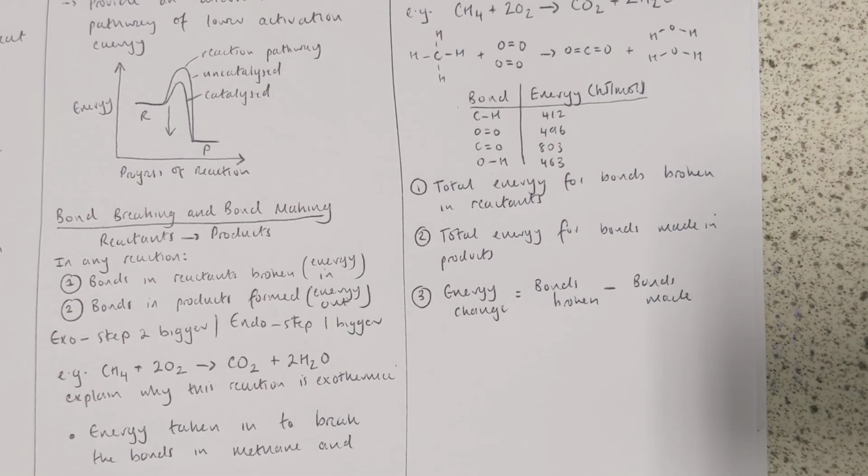There are 3 stages to the calculation. Step 1, you need to total up the total energy of the bonds broken in the reactants. Step 2, make a separate total for the energy for the bonds made in the products. Step 3, you're just calculating the difference between those, but you have to make sure you do it in the correct order. It's bonds broken minus bonds made.